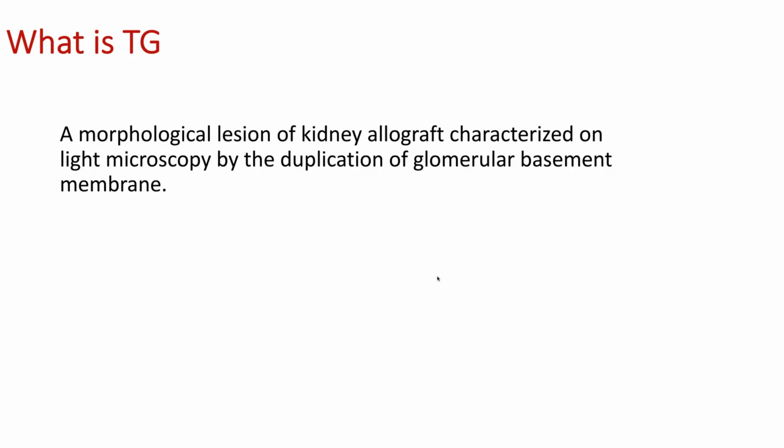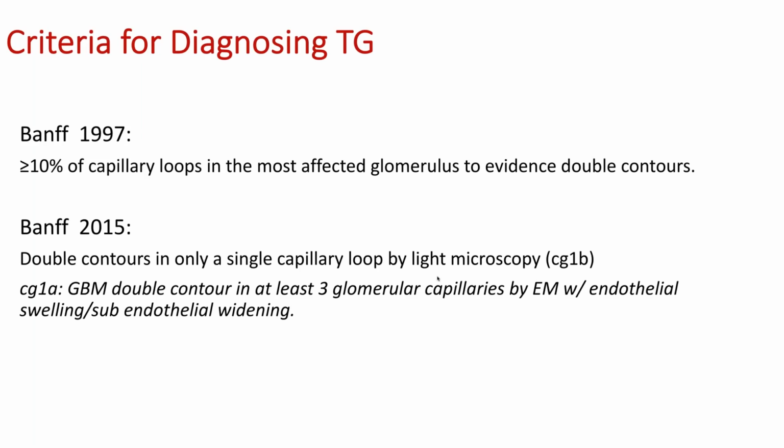So what does this double contour mean, and why does it have to be called specifically as, in a way it's a non-specific term, right? Though I use the word specific, in a way it's a non-specific term simply describing the morphological entity called transplant glomerulopathy.